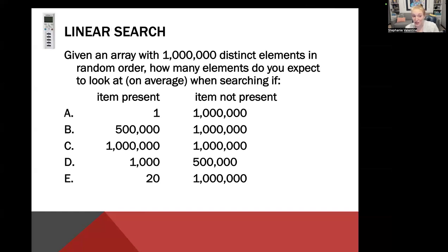Given an array with a million distinct elements, they're in a random order. On average, how many elements do you expect to look through when you're trying to search for an item? You can assume that you can exit early. Take a second.